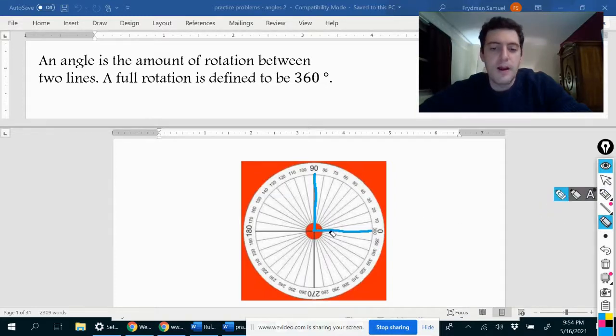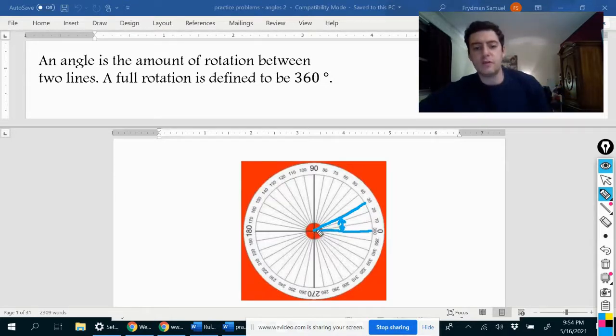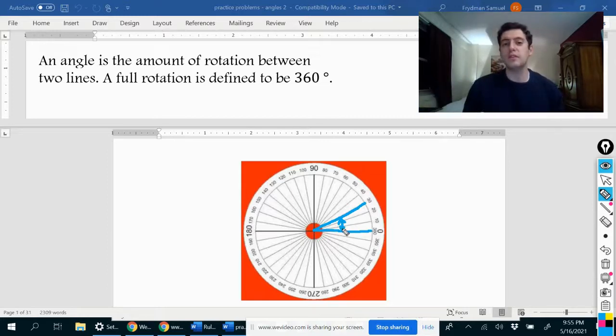For example, if we only went from here to here, so this would be 1/3 of the angle that we had before, so 1/3 of 90 degrees. This right over here would only be 30 degrees. So we are measuring the amount of rotation between these two lines here, okay? The rotation between the two lines is an angle, and when we use a protractor, we're measuring that angle.